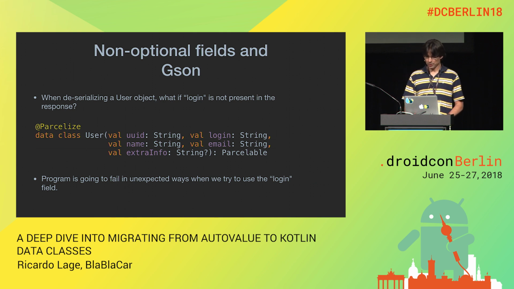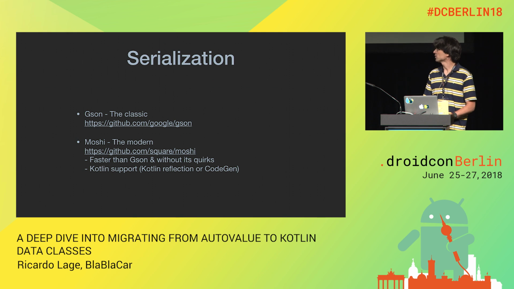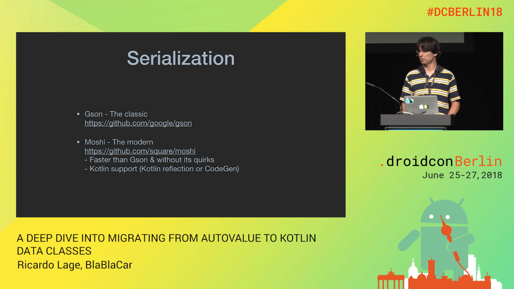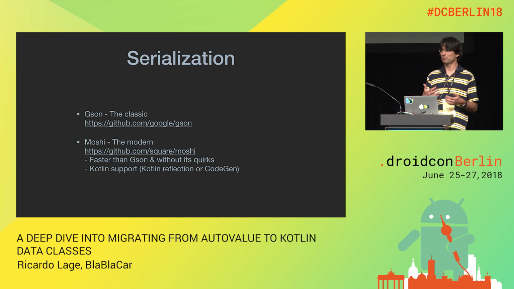Which leads us to our next step: how do we handle serialization? Well, we were using Gson before, which is a classic, and it worked well for us until now. There is Moshi as an alternative, which is faster than Gson and doesn't have many of its quirks. It's a smaller library as well, so in general it has advantages over Gson.